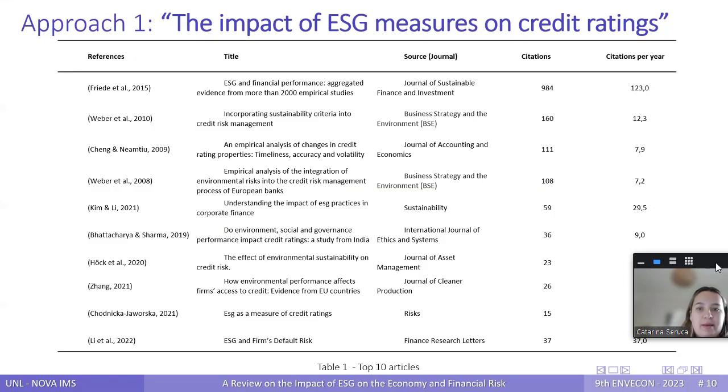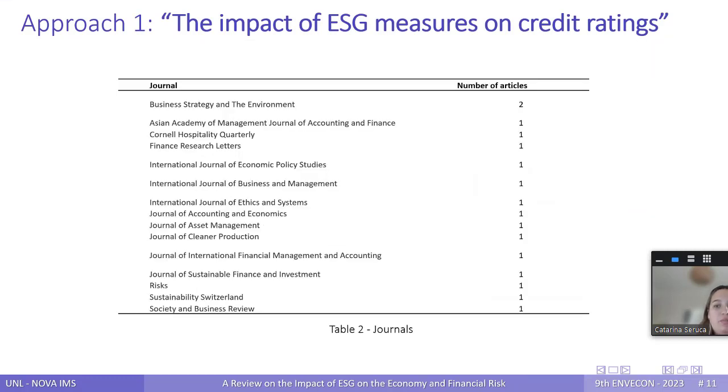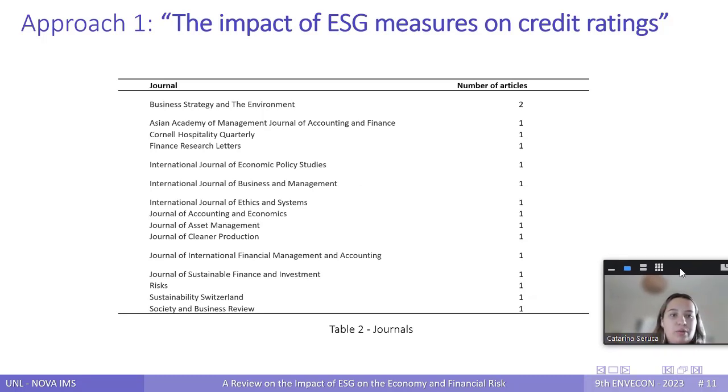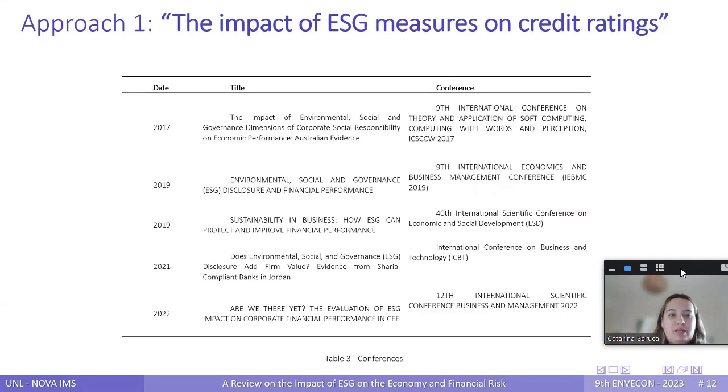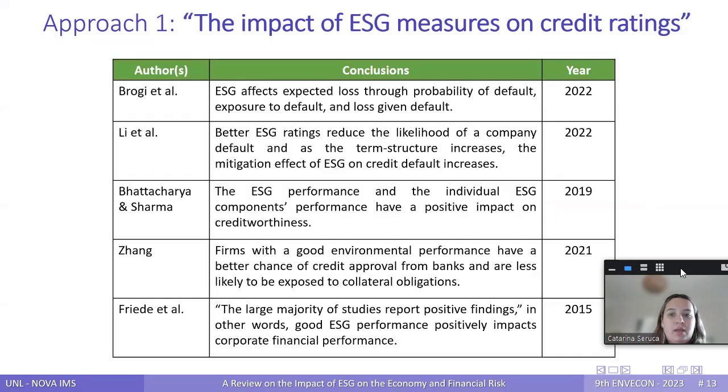I'll show you now some tables. The first table summarizes the top 10 articles considered in this analysis, with the journals where it was published, the citations and citations per year. This one summarizes all the journals where the articles reviewed were published, with the top one being the Business Strategy and the Environment Journal. And finally, we present here some articles presented in conferences that dealt with this theme over the years. Finally, I'll present you in these slides the findings of some of the authors presented.